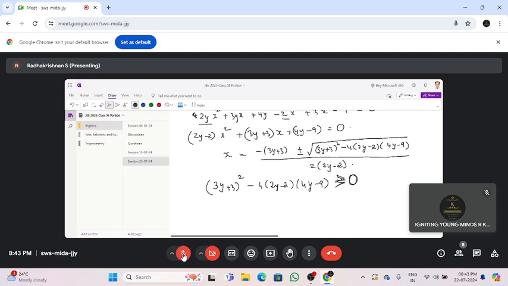Let's expand this. R to R has a special rule: it should not be imaginary. This has to be real, since it is R to R. So the square root expression must be positive.